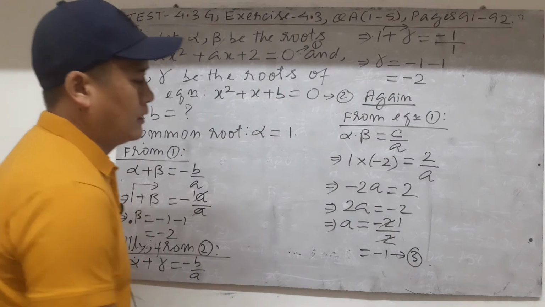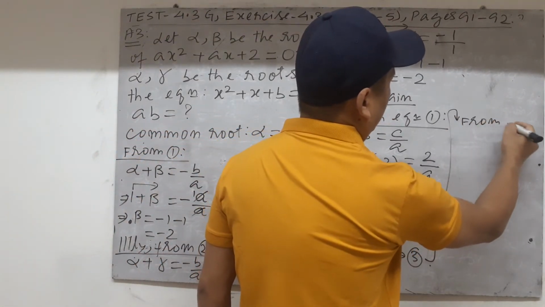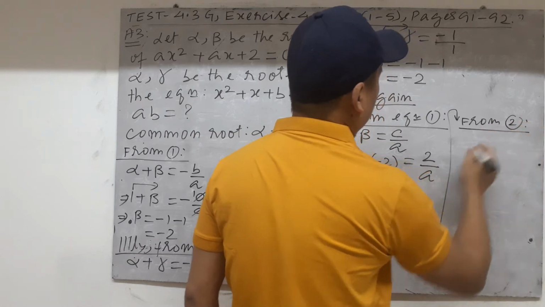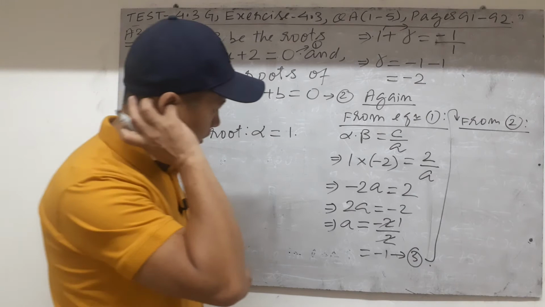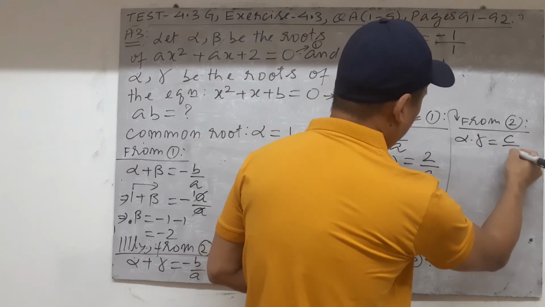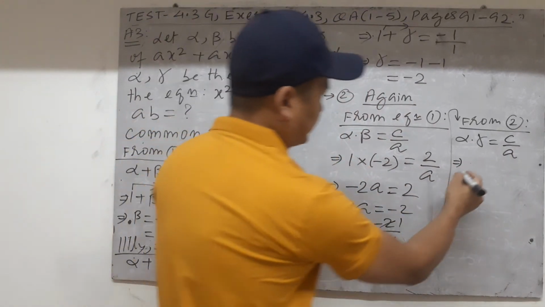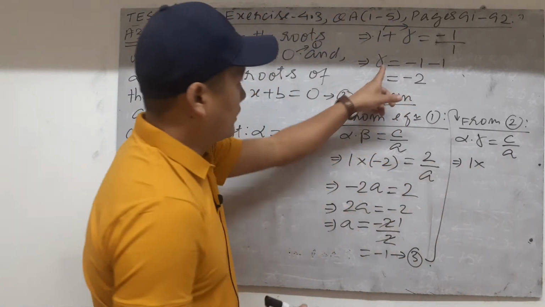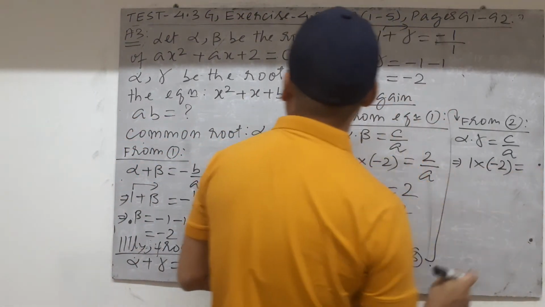Then continue to do it from equation number 2 now. Same thing you do. The two roots of equation 2 are alpha and gamma, so the product of roots alpha into gamma is the same formula, C by A. So alpha is already the common root 1 into gamma, we found it out here, -2. So we write -2 is equal to C.